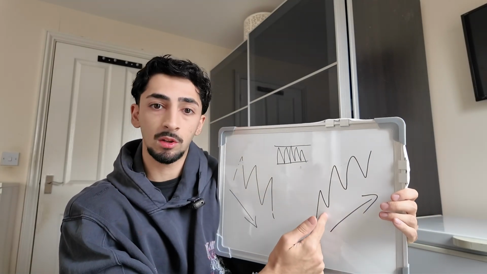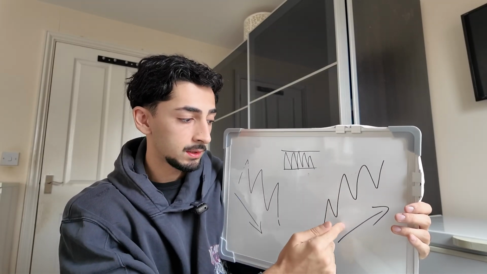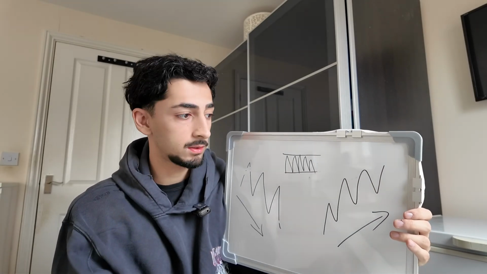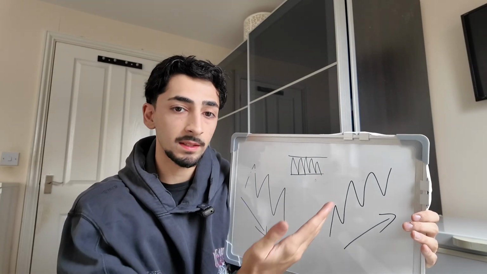Same with the buys, you know, up here you've got a bullish structure, you've got low, high, lower high, higher high, lower high, higher high, right? So you can see that price and the buyers are slowly winning.